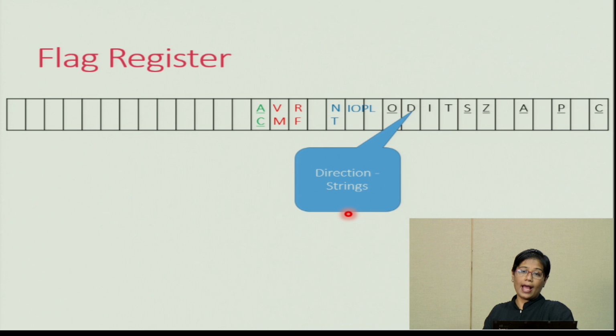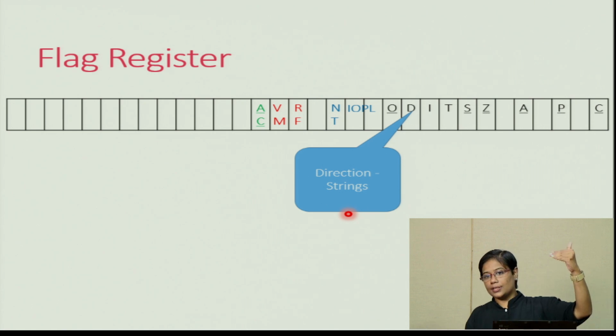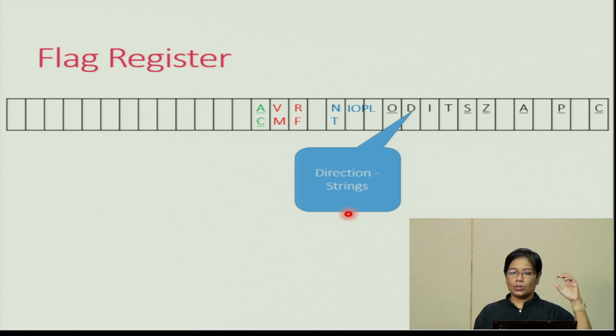Another control flag is the direction flag. The direction flag is used with string operations. Whenever we are talking about a string of data or an array of data, you can parse the string from the first to the last data, or it's also possible you start with the last data and move upwards and go towards your first data. So the string can be parsed in either direction.